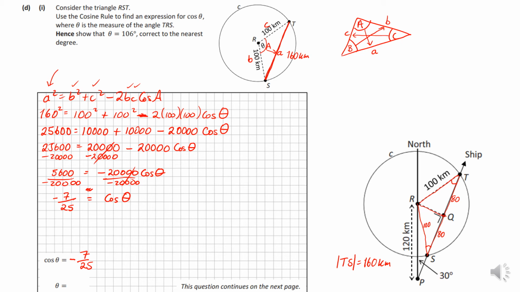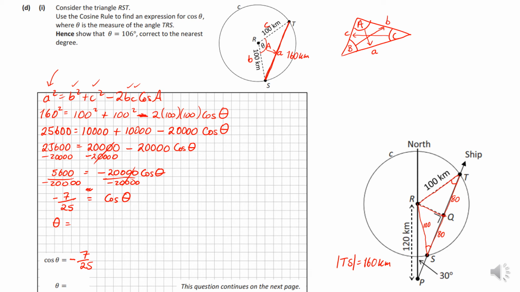So lastly, we've been asked to find theta, or to show that it's 106 degrees. Okay, now how do we do that? If you know the answer for cosine theta, you can work backwards to see what angle of what degrees gave you the answer of minus 7 over 25.